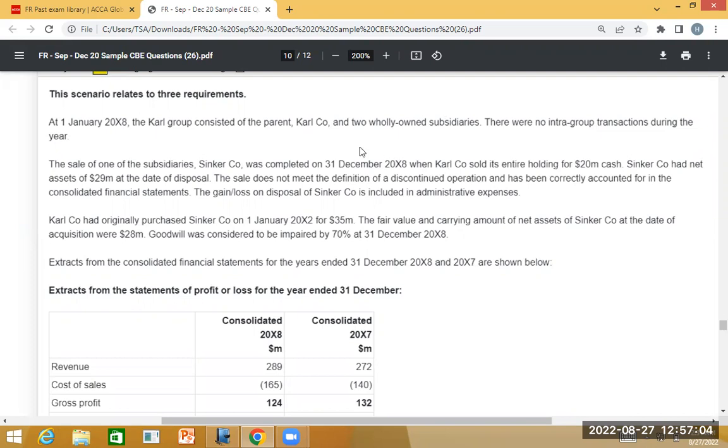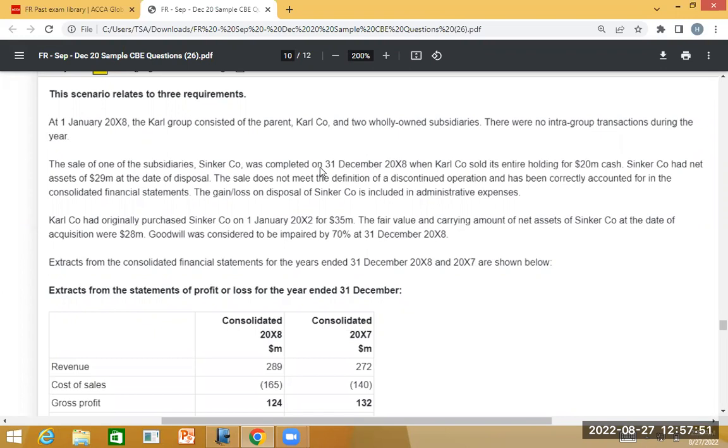From this paragraph, the important information you should know is that we have sold the subsidiary on the last date of the financial year. So your income statement will be consolidated with the Sinker in full, but you cannot consolidate the Sinker for the balance sheet purpose. So all the ratios related to the income statement and balance sheet will be disturbed. Then there will be a cash consideration of 20 million that you have received in the current year. That will be part of current assets. Sinker had net assets of 29 million at the date of disposal. And we do not need to discuss the discontinued operations. And the gain or loss is part of the administration expense.